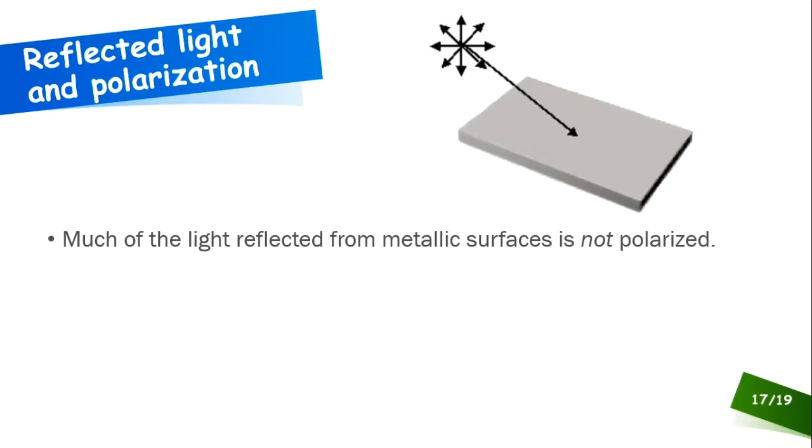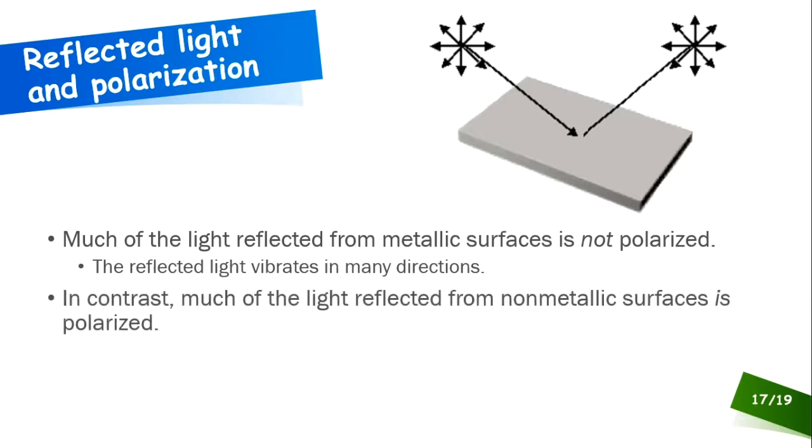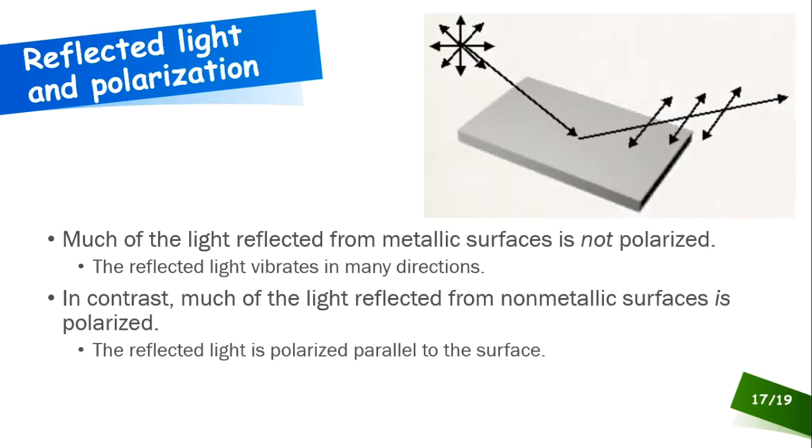We get the same effect from light that's reflected from different surfaces. So if you're looking at a metallic surface, the light that's reflected is not polarized. So the light's going to come in and it's going to get reflected off. The reflected light's going to vibrate in many different directions. So if we're looking at a non-metallic surface, on the other hand, much of that light will be polarized. So the light's going to come in, but then when it reflects back off, it's polarized because that waveform is only vibrating along one single plane.